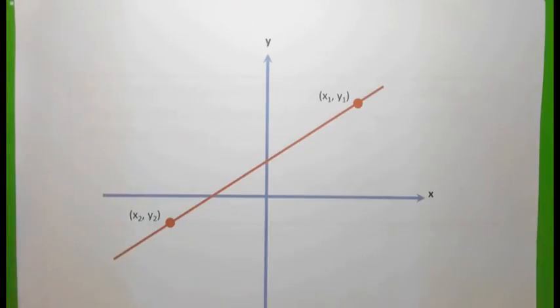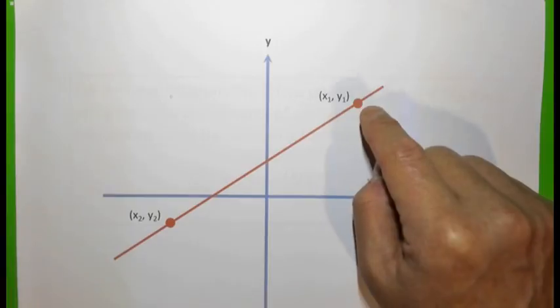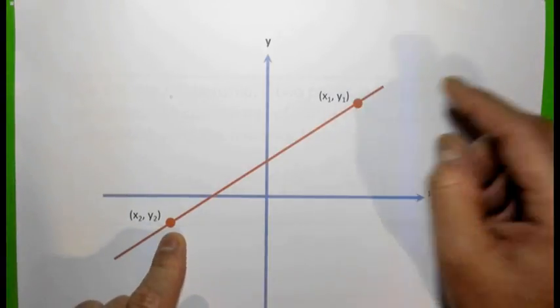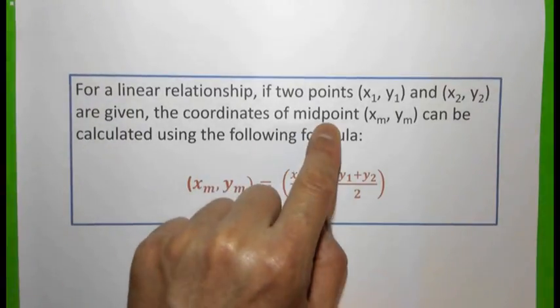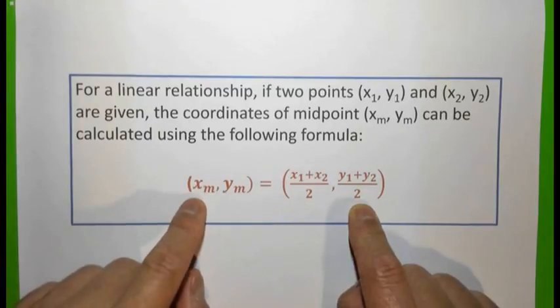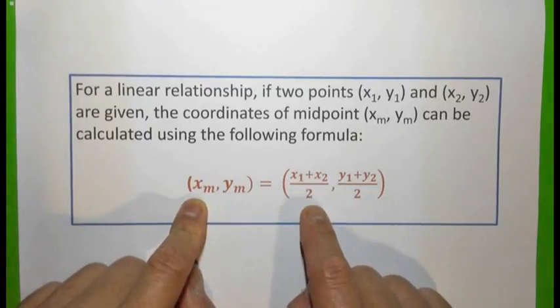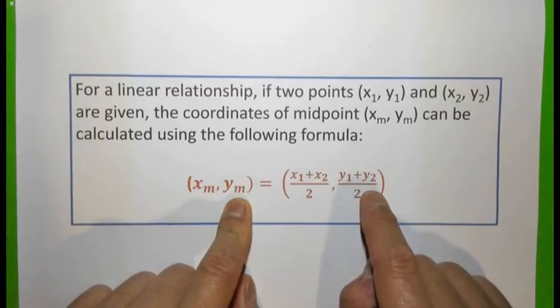Summary and quick recap. If you've got a linear relationship, if you are given 2 points, x1, y1, x2, y2, we can find the coordinates of the midpoint xm, ym by using these two formulas. Xm equals x1 plus x2 divided by 2, and ym is y1 plus y2 divided by 2.